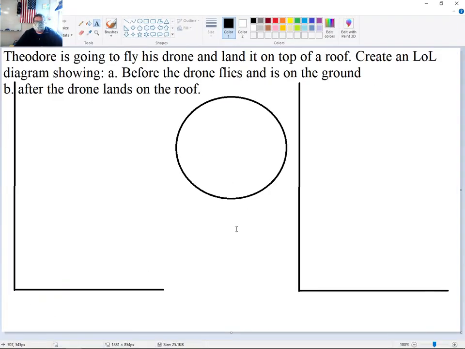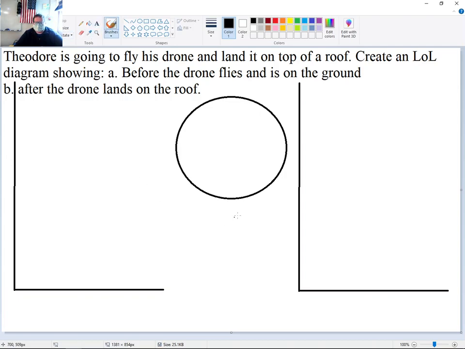All right, Theodore's going to fly his drone and land on top of a roof. Create an energy bar chart showing A, before the drone flies, on the ground, and B, after the drone lands on the roof. So once again, we're going to use a closed system, I'm going to assume. If I was going to name everything that's in the system, I would say Theodore, the controller, the drone, the earth, and the roof. That would be all the components to make a closed system.